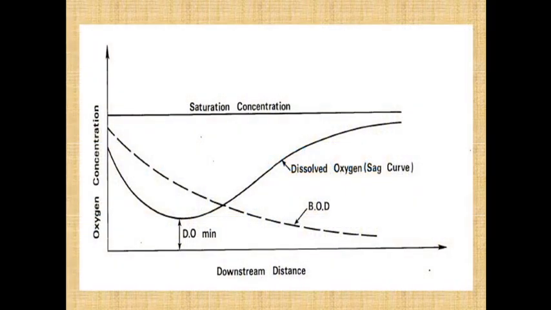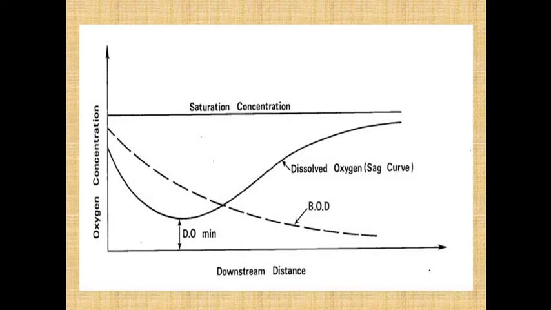The oxygen deficit must be nil to maintain a river stream in clean conditions. The oxygen deficit can be found out by knowing the rate of deoxygenation and the rate of reoxygenation. You can see this is the oxygen sag curve, which is a combination of both curves, that is the dissolved oxygen curve, that is the saturation oxygen curve, and the BOD curve.